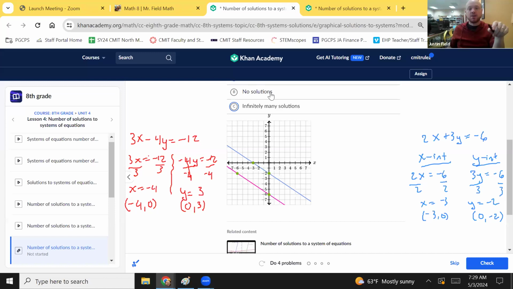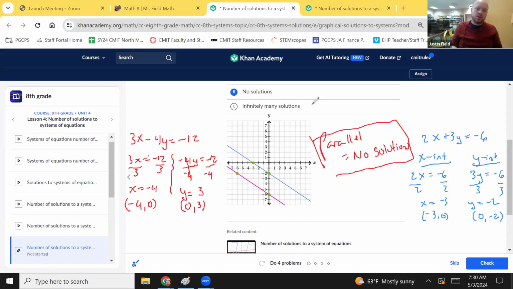Parallel lines. Parallel lines would be no solutions. Please write that down. Parallel lines equals no solution. Okay, so that's one thing. And we say intersecting lines, intersecting equals one solution.